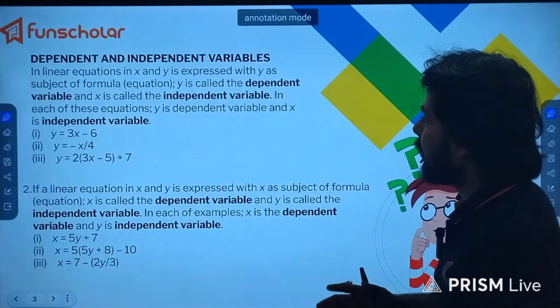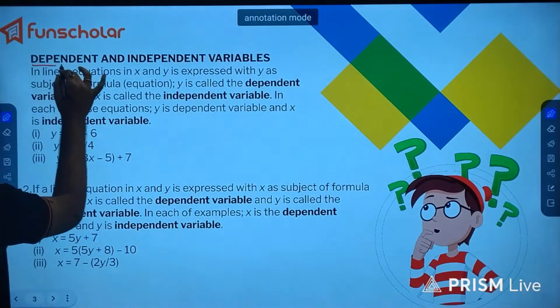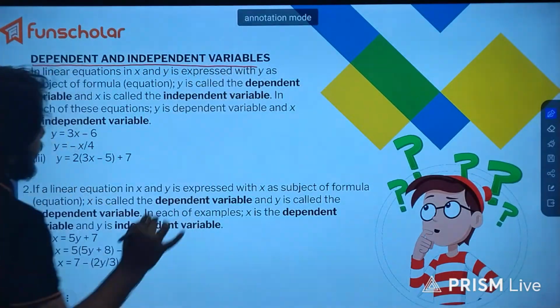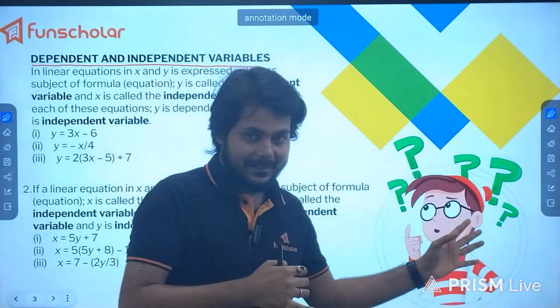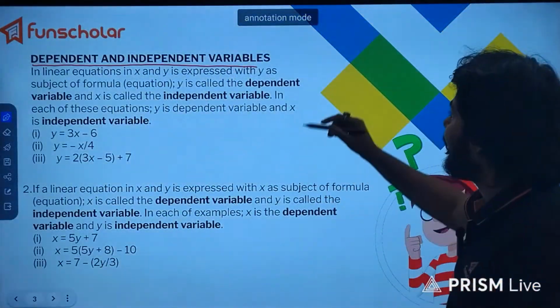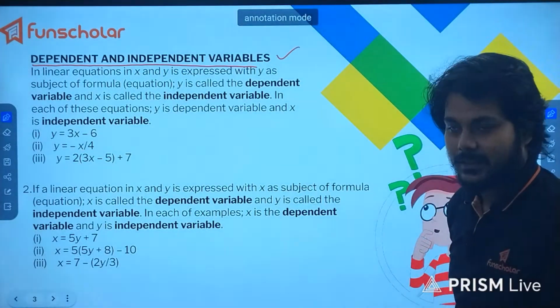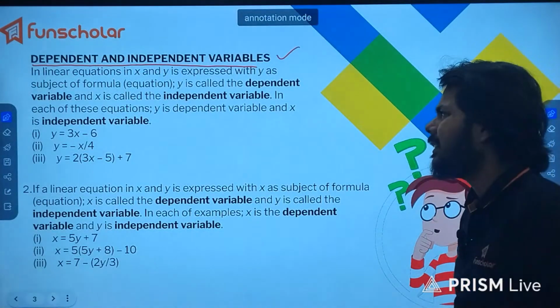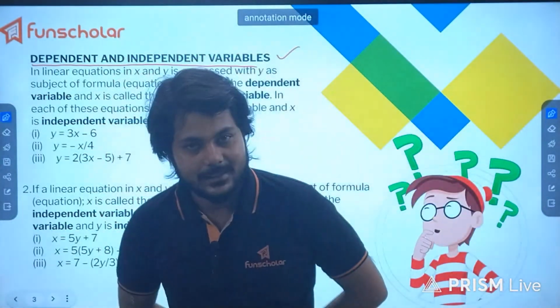First of all, we are going to learn what dependent and independent variables are. This was me when I first came to know about this. What are dependent and independent variables? We have already learned variables, right?